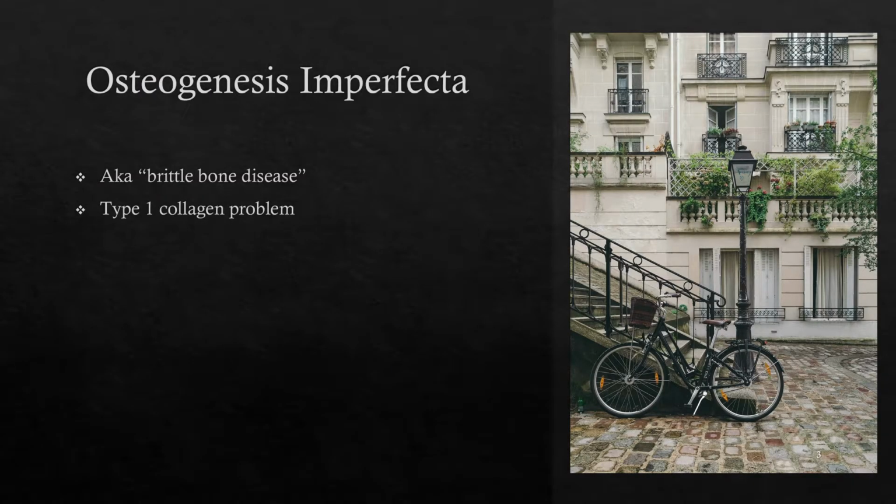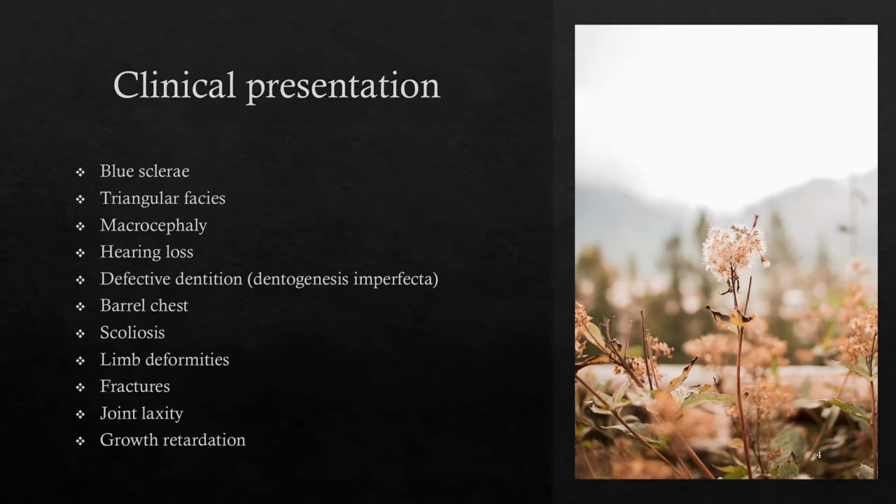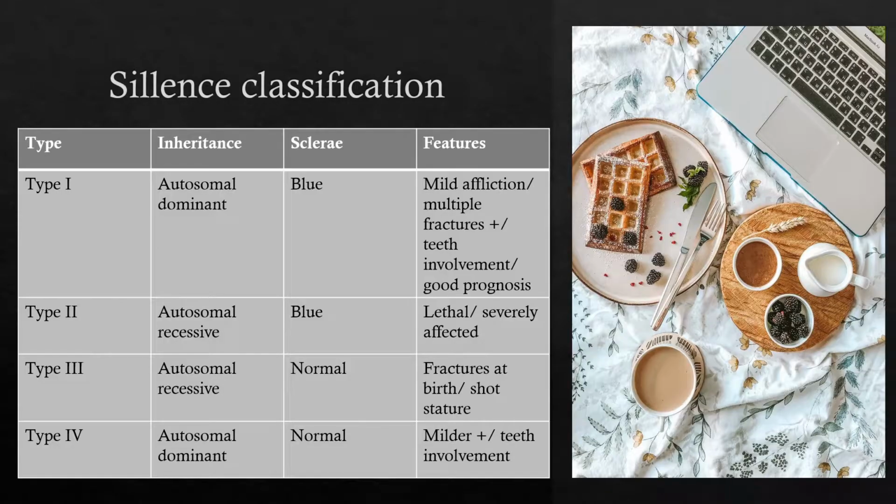Osteogenesis imperfecta is also known as brittle bone disease. Its etiology is a type 1 collagen problem. On clinical presentation, it includes a patient with blue sclera, triangular facies, macrocephaly, hearing loss, defective dentition, also known as dentinogenesis imperfecta, barrel chest, scoliosis, limb deformities, fractures, joint laxity, and growth retardation.